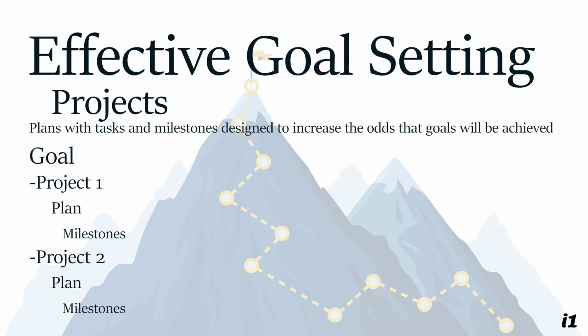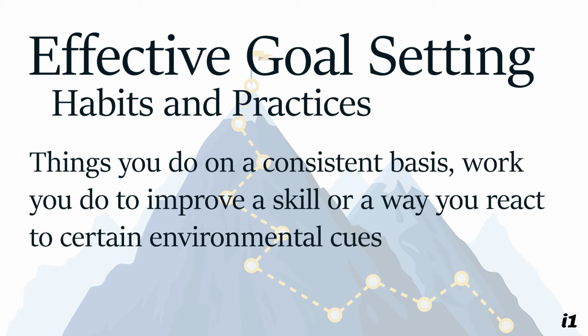Now some clarification regarding habits and practices. In terms of the work we're doing here, we ask that you not make a habit or practice a goal. Keep in mind that a goal is something that's achieved. A habit or practice is something you do on a consistent basis. Work you do to improve a skill, or a way you react to certain environmental cues. Although you may achieve practicing some behavior, we've found that in terms of goal setting, it works best if you total up the measures of the habit or practice and make that the goal.